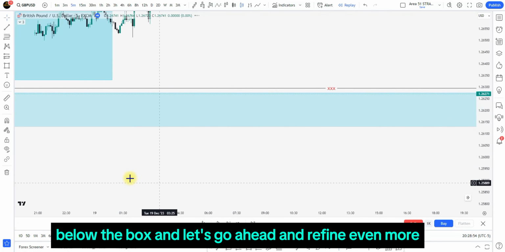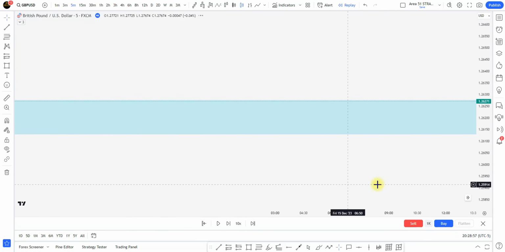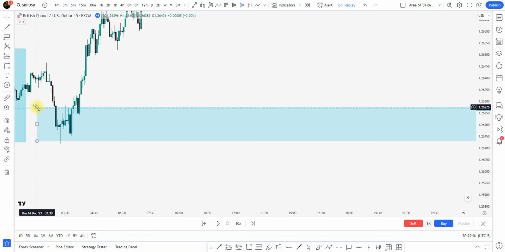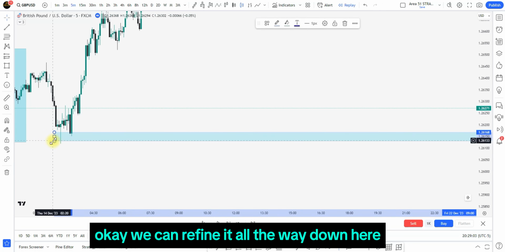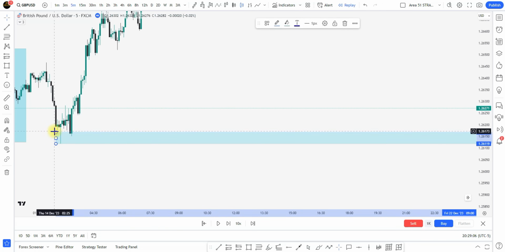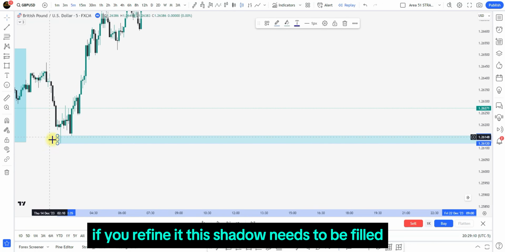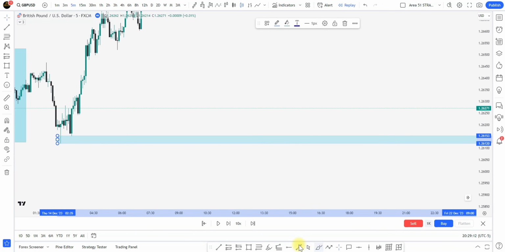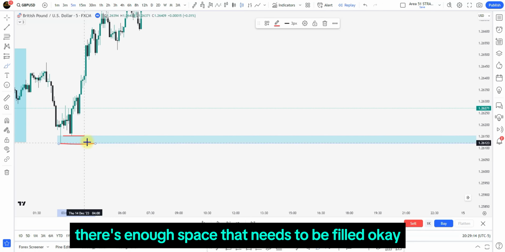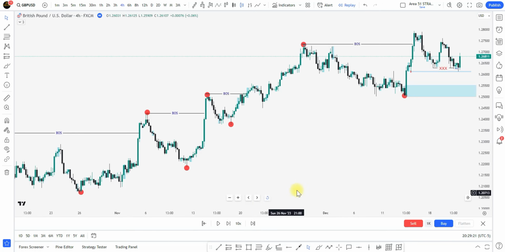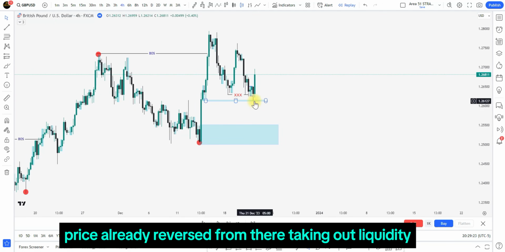And let's go ahead and refine even more our demand zone that we've seen on the higher time frame. Okay, we can refine it all the way down here because we have a shadow that needs to be mitigated right here. If you refine it, this shadow needs to be filled. Like you can see, there's enough space that needs to be filled. Okay, if you go back to the 4-hour time frame again, everything is looking very clear. Price already reversed from there, taking out liquidity.